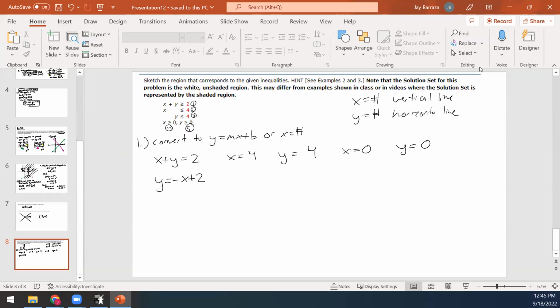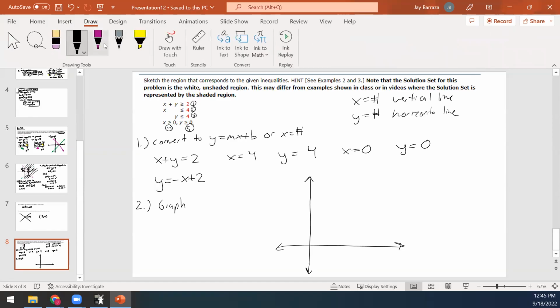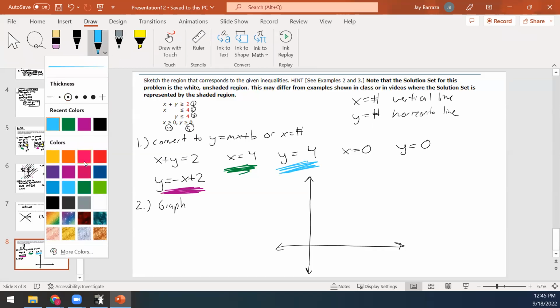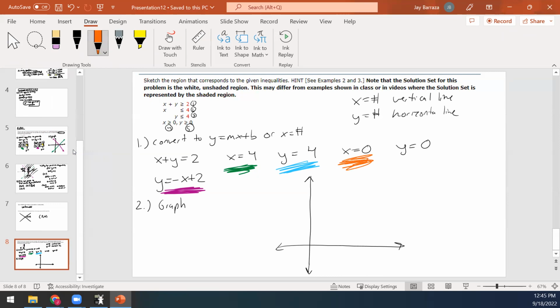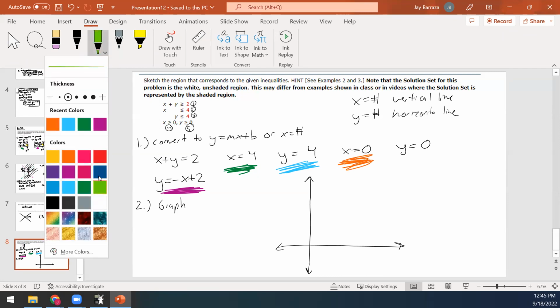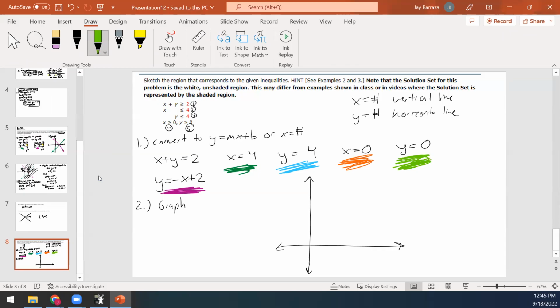Any questions on that? You do have to remember that. So x is vertical, y is horizontal. So step 2 is to graph. So I'll draw a nice little graph. And so I will use different colors. I have to use several colors right here. So this will be purple. This will be green. This will be blue. This will be orange. And this one will be bright green. It shows up well. Okay.